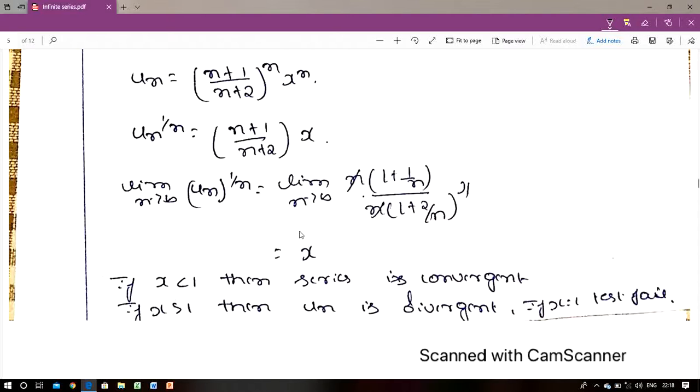Here is the condition. If x is less than 1, then the series is convergent. If x is greater than 1, then un is divergent. If x is equal to 1, then the test fails. Like that, we have to check whether the given series is convergent or divergent by using Cauchy's root test.